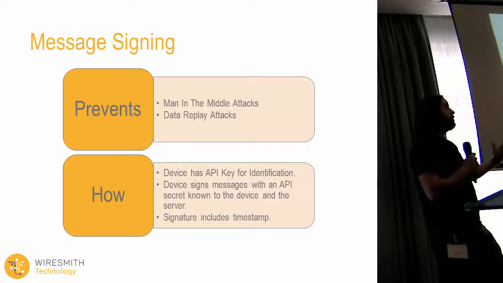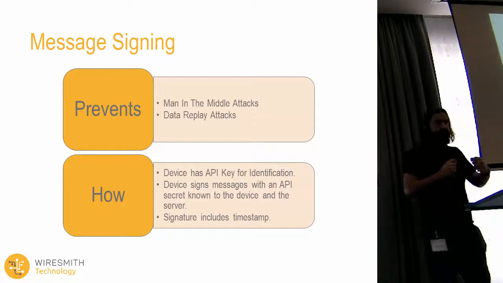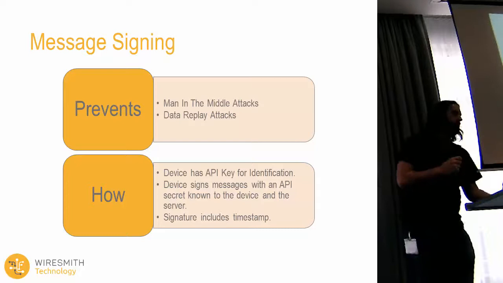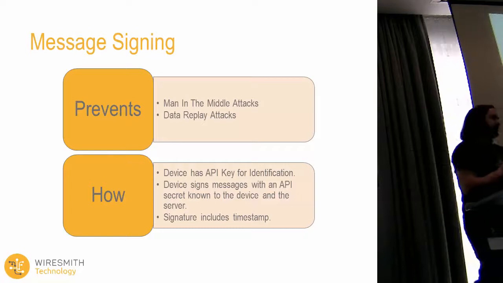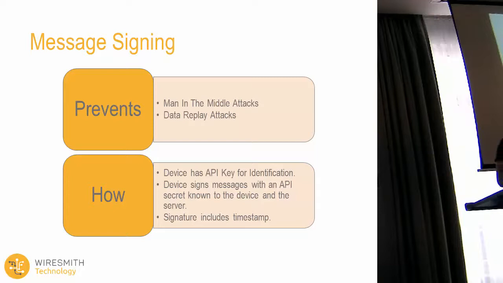We also want to have some protection against data replay attacks. So what message signing does is we take the message that we want to send to the server and we add a digital signature, something we don't believe that anyone can forge. And within that signature, you can build it as you want, but the way that we did it was we include a hash of the information, so the content of the message, and the time.